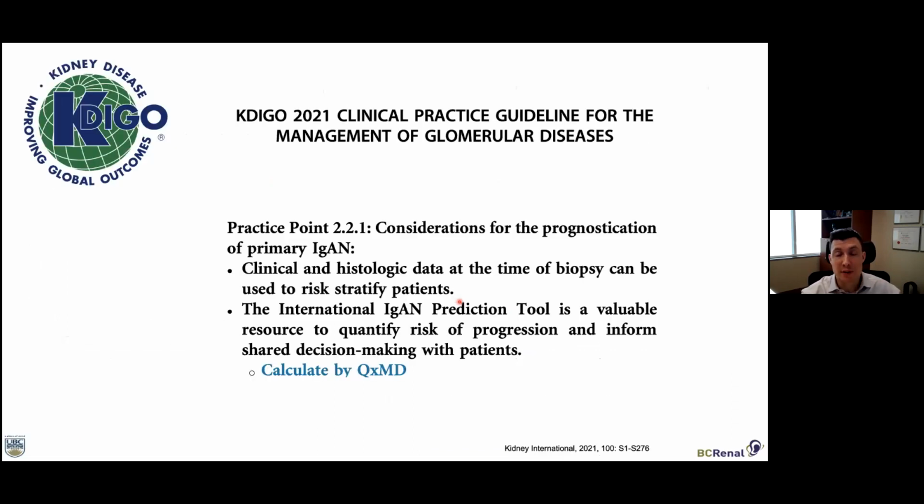So as a result of this work, the 2021 KDIGO guidelines specifically suggest that in people with IgA nephropathy, you can develop a personalized assessment of their risk of progression using clinical data as well as data from biopsy. And this can be done using the International IgA Nephropathy Prediction Tool. So this is now a formal recommendation as part of the KDIGO guidelines.